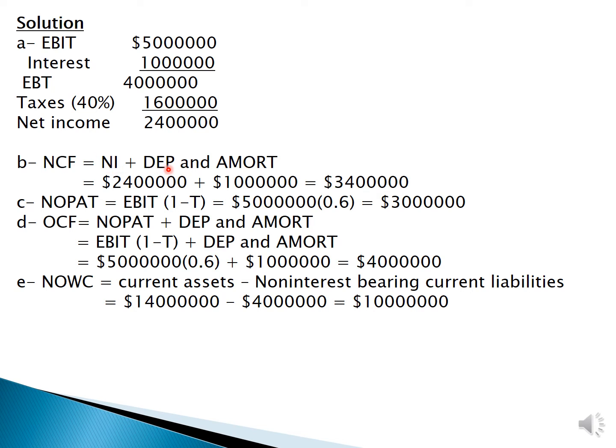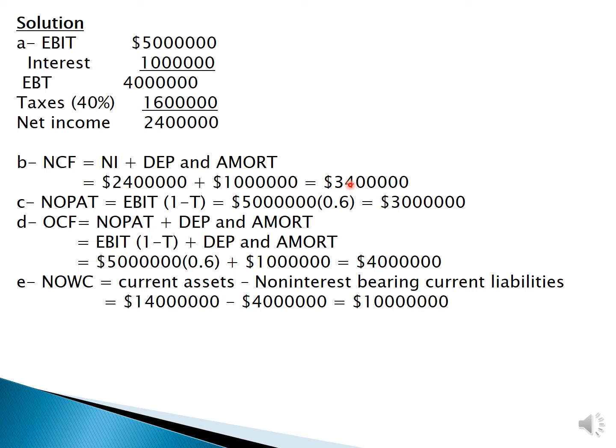He was asking about the net cash flow. Net cash flow, to get it we are going to say net income plus depreciation. From where are we going to get the net income? From number A plus the depreciation, and the depreciation is given. So it's going to be 2,400,000 plus 1 million equals 3,400,000.